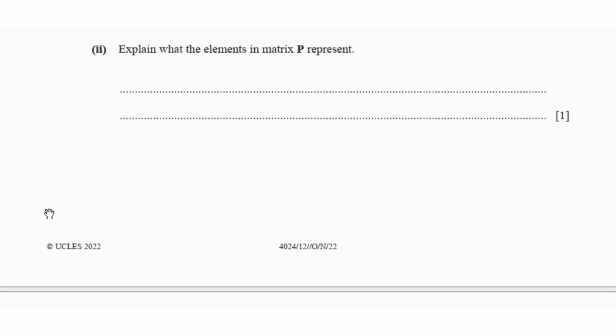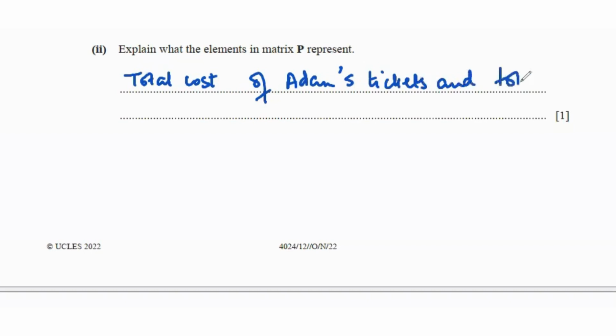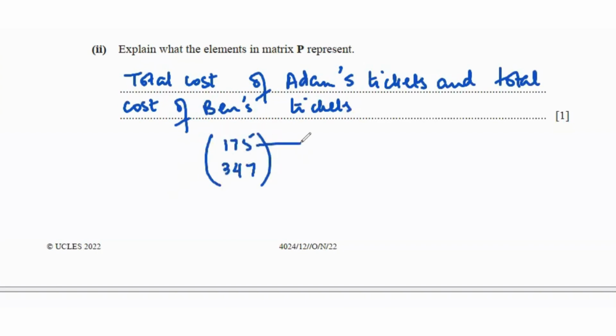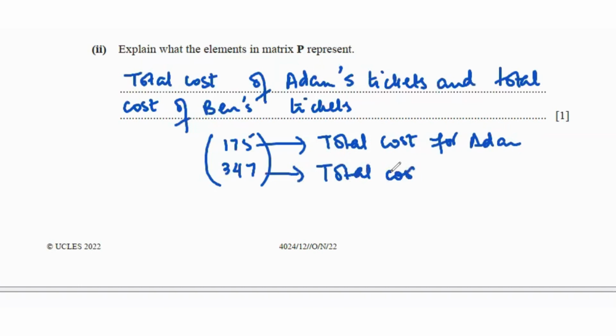Explain what the elements in matrix P represent. Matrix P basically represents the total cost of Adam's tickets and the total cost of Ben's tickets. Basically, the matrix was 175 and 347, right? So this is your total cost for Adam. And this is your total cost for Ben.